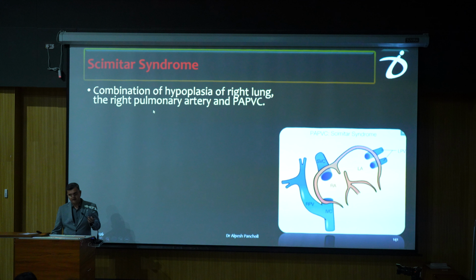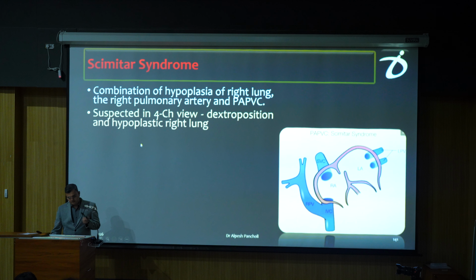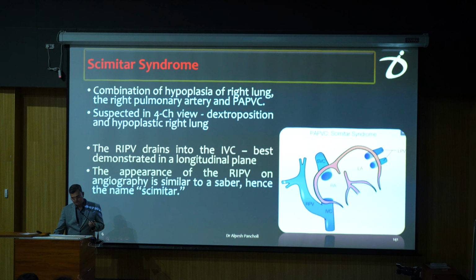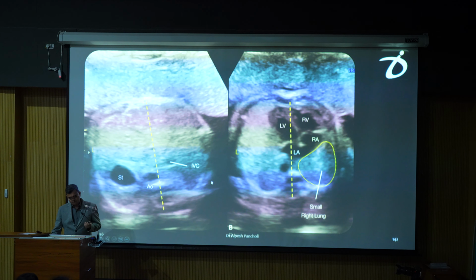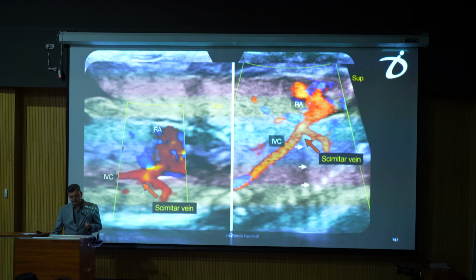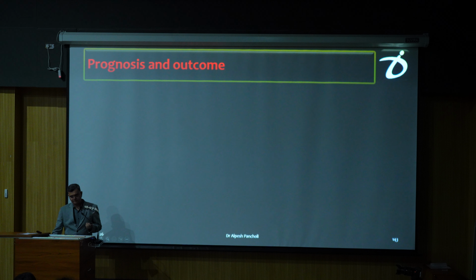There is a combination of hypoplasia of the right lung and right pulmonary artery and PAPVC. Here there is a dextroposition of the heart because of the hypoplastic right lung, and the right inferior pulmonary veins drain into the IVC, which gives rise to a scimitar-like appearance, known as the scimitar sign or saber. Whenever we see a dextroposition of the heart with the apex pointing towards the left, look for the lung. If it is small, then if you switch on the color, you can see the pulmonary vein draining into the IVC. This is the scimitar vein. So this is scimitar syndrome.